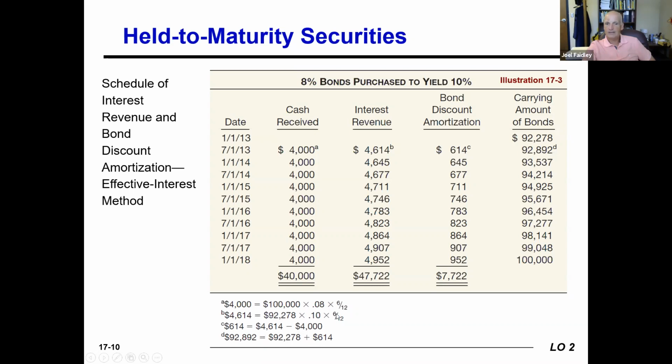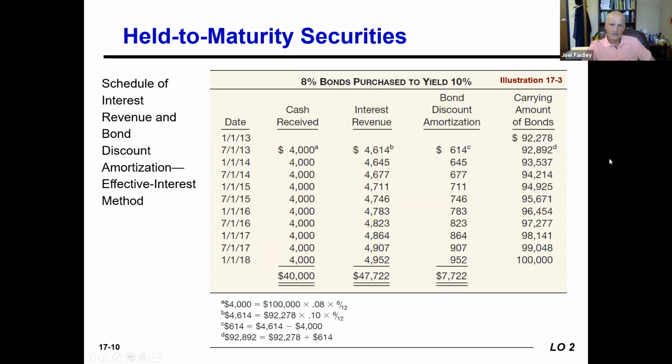$92,278 times 10% divided by 2, or it's just $92,278 times 5% for 6 months. $4,614. So the amortization, again, what did I say in chapter 14? That's your plug number. If you were doing straight line, the interest revenue would be your plug number. But here, bond discount amortization, that's your plug.